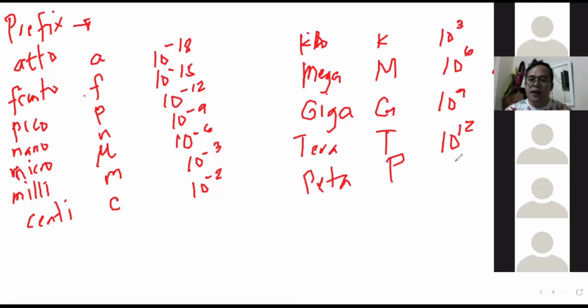Peta is P, 10 raised to 15, and the last one is exa, big letter E, 10 raised to 18. So these are our prefixes that we use for units to change the value of the unit. Sometimes we're dealing with very, very small measurements, and sometimes with very, very big measurements.